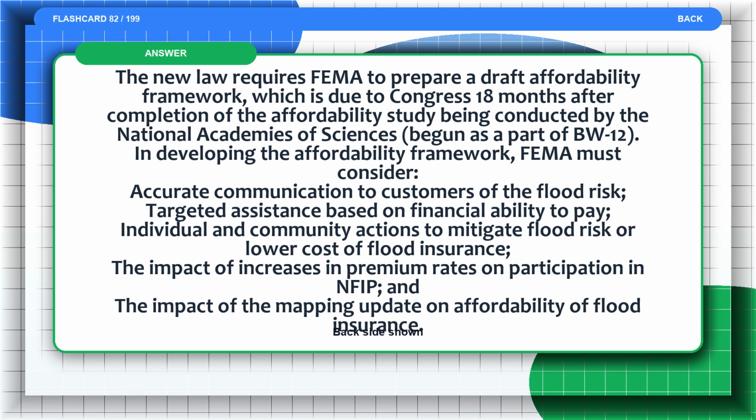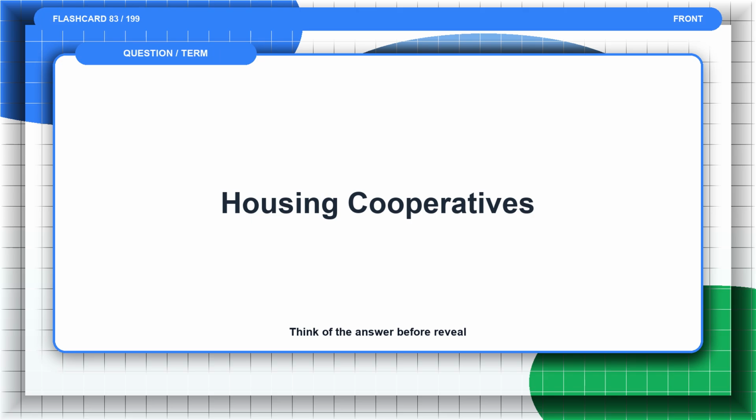on financial ability to pay, individual and community actions to mitigate flood risk or lower cost of flood insurance, the impact of increases in premium rates on participation in NFIP, and the impact of the mapping update on affordability of flood insurance. Flashcard 83. Housing cooperatives. Pause and think of the answer before the reveal.